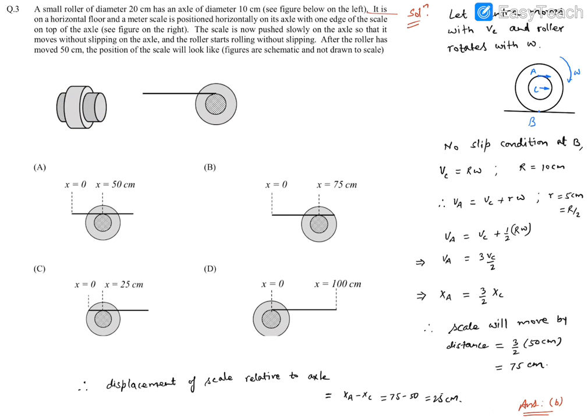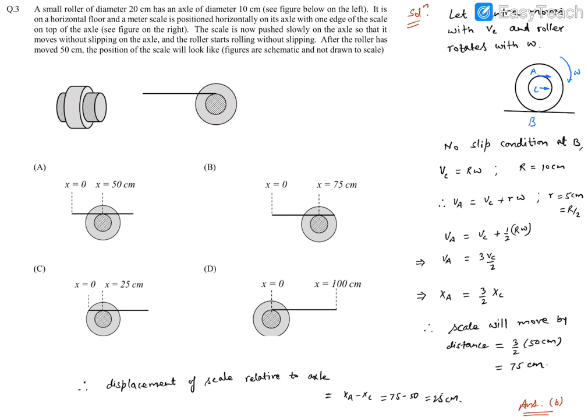It is on a horizontal floor and a meter scale is horizontally placed on its axle with one of its ends on the top of the axle. See the figure. So this is the roller and this is the scale. The scale's one end has been placed over here, another end is here.